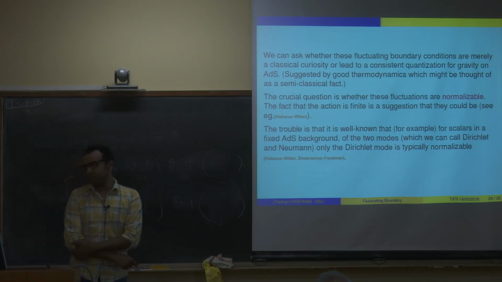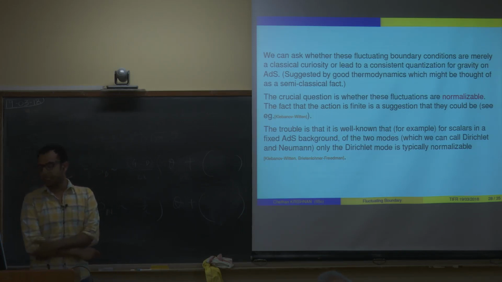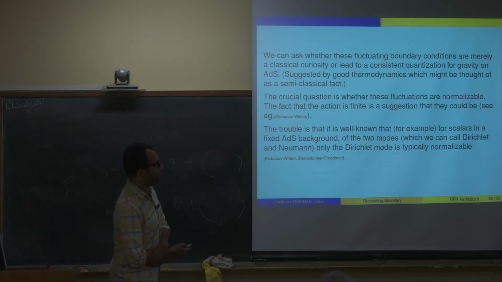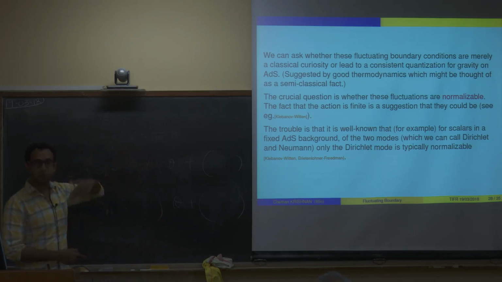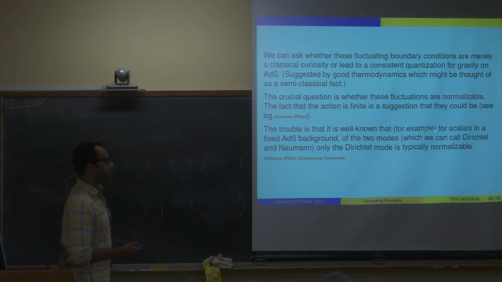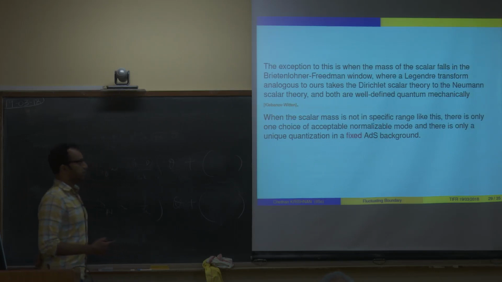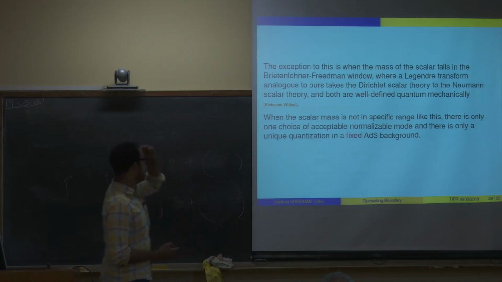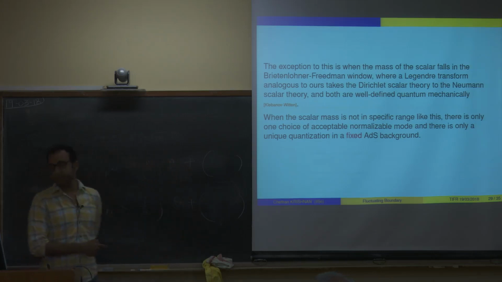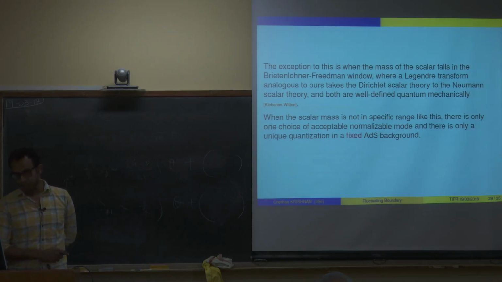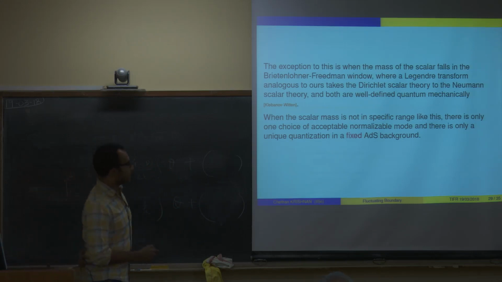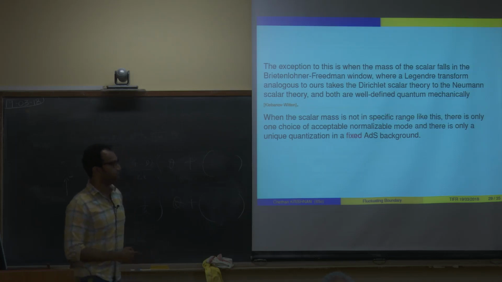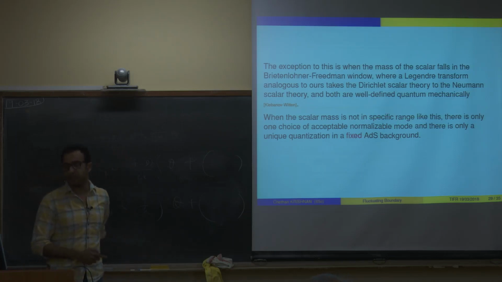The problem, as Gautam was saying before, or the feature, is that for scalars in a fixed AdS background, there are two modes which we call Dirichlet and Neumann, and they are also related by a Legendre transform. Only the Dirichlet mode is typically normalizable. But within the Breitenlohner-Freedman window of masses, both are normalizable, and they are both well-defined quantizations for the scalar field. When the scalar is not in this range, there is only one acceptable normalization, and one unique quantization for a fixed AdS background.